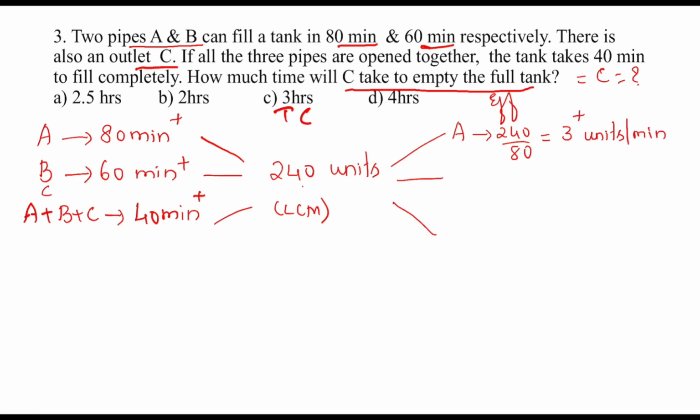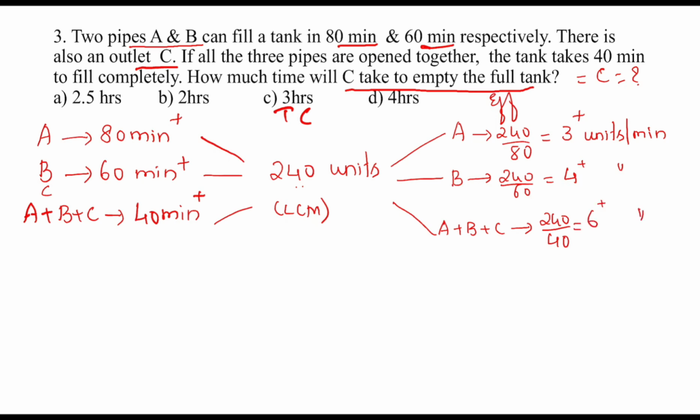We will indicate with plus. Next, pipe B will fill 240 units in 60 minutes. So in 1 minute how much will it fill? 240 divided by 60, which is equal to 4 units per minute. Next, A, B and C together will take 40 minutes to fill 240 units. So in 1 minute how much will they fill? 240 units in 40 minutes, so in 1 minute they will fill 6 units per minute.